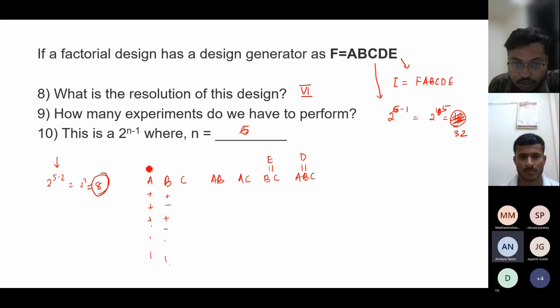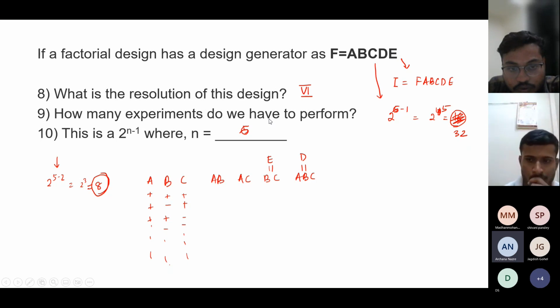Fine, sir. I understood that. I'm not able to get how you decided ABC and AB, AC, BC. How do you design the generator? You decide 5 minus 2 is 3. Correct, from there you start. ABC is 3 factors. So the full factorial table for ABC is A, B, C, AB, AC, BC, ABC. Now, how is that decided?